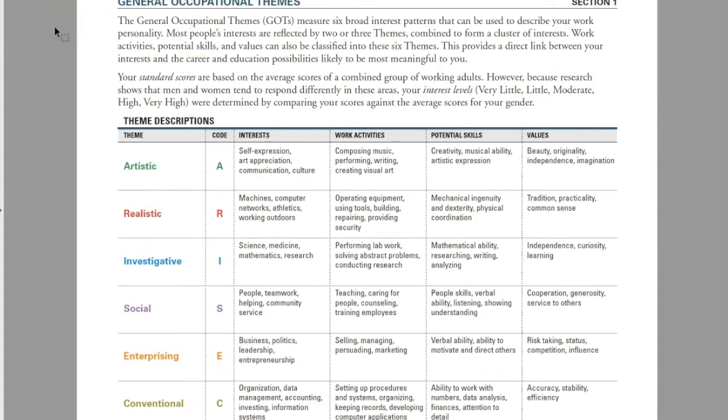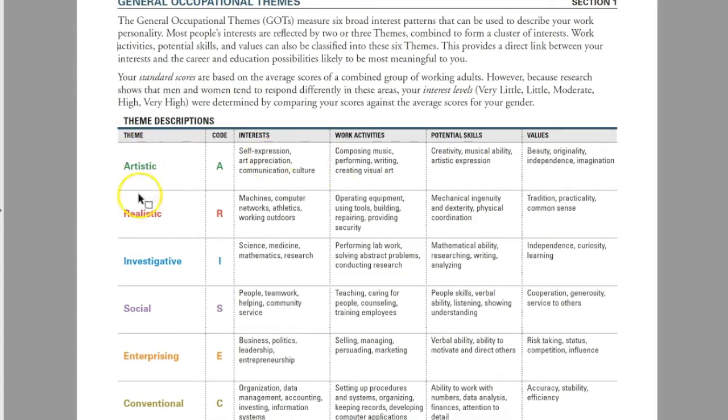Page 3 is the beginning of your scored results. Everyone's results will look different, so don't be surprised if your results don't look like the example report. One key element on this page is the Holland theme codes, right here on the left-hand side. The artistic, the realistic, the investigative, the social, the enterprising, and the conventional. To the right over here, under interests, work activities, potential skills, and values, you see some of the characteristics that likely remind you of the self-assessment activity we completed earlier in this module.